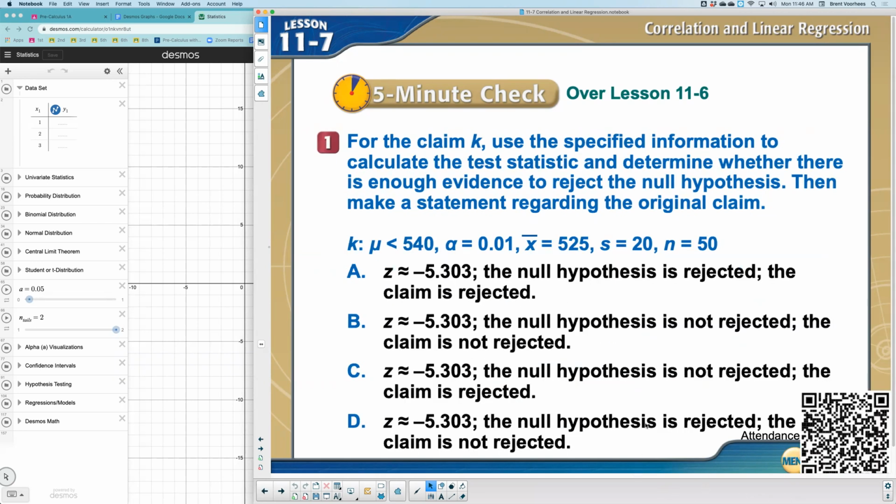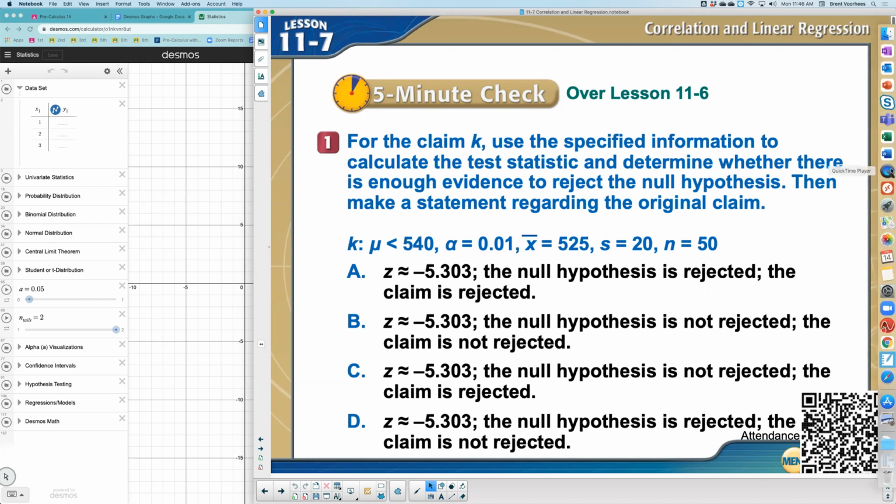it says for the claim K, use the specified information to calculate the test statistic and determine whether there is enough evidence to reject the null hypothesis. Then make a statement regarding the original claim. And so here's the claim K. It says the claim is that the mean is less than 540.